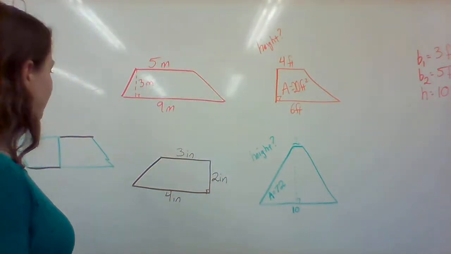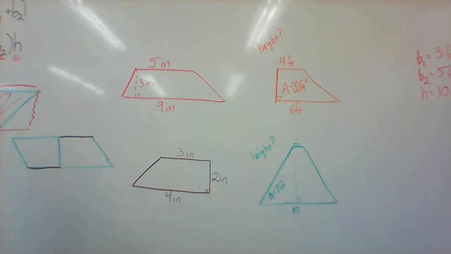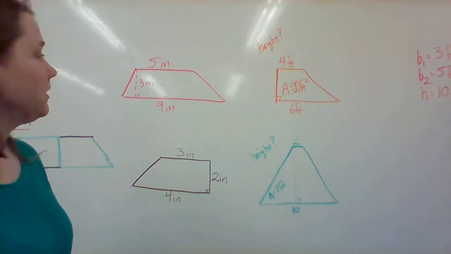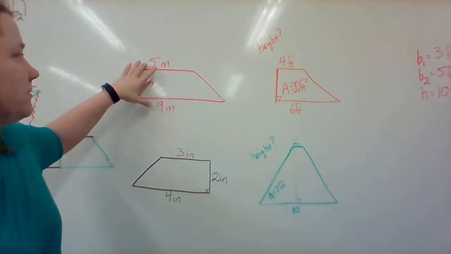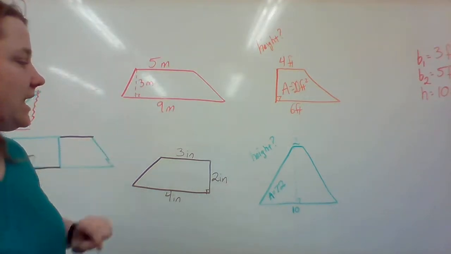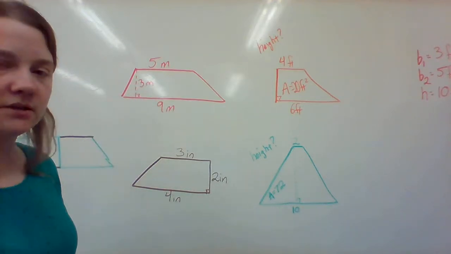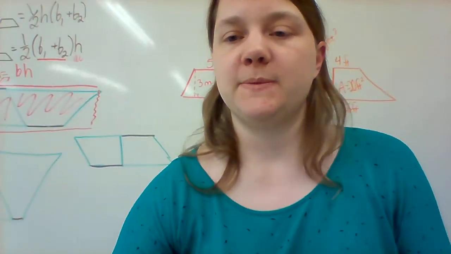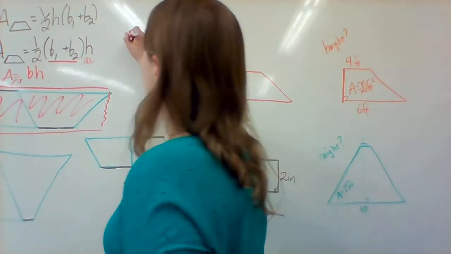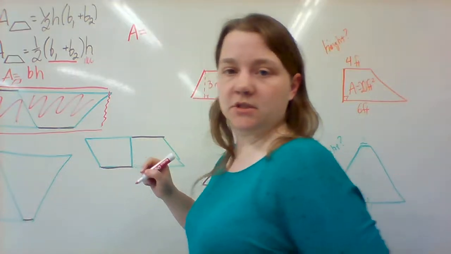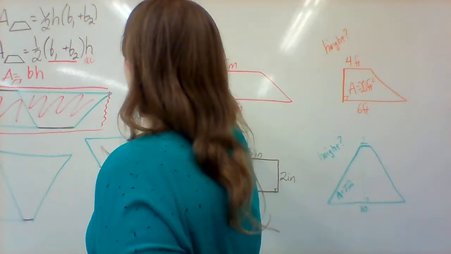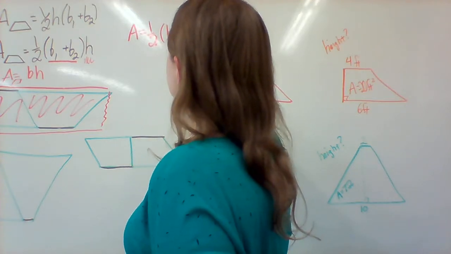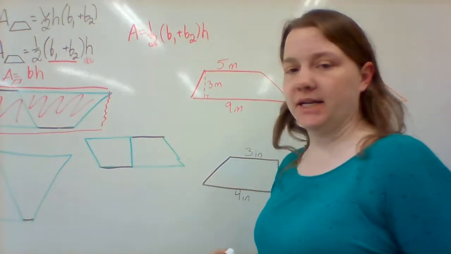So, the first thing that we're going to do is take a look at this trapezoid. It has two bases. One base is 5 meters, the other is 9 meters. And it has a height of 3 meters. So the first thing I want to do is go over into this blank space so that I can write the formula. A equals 1/2 base 1 plus base 2 times the height.